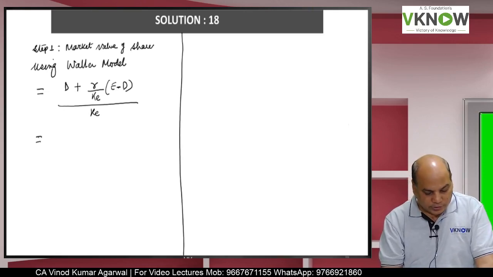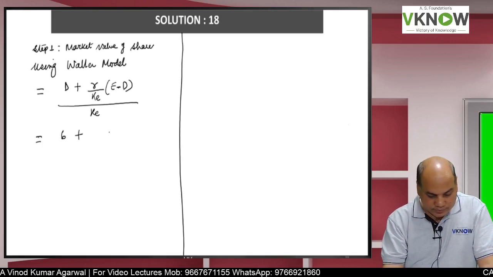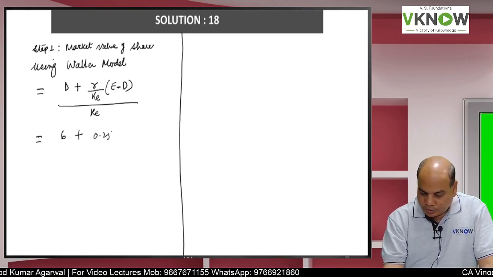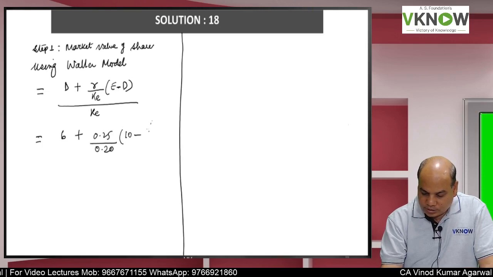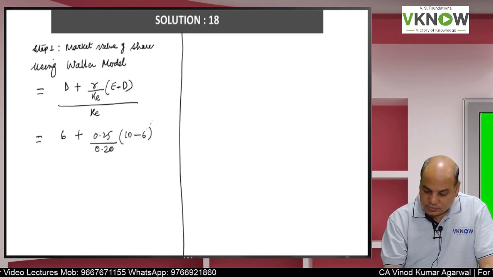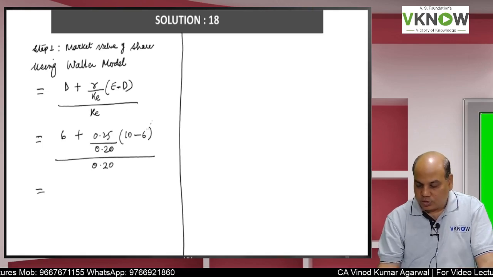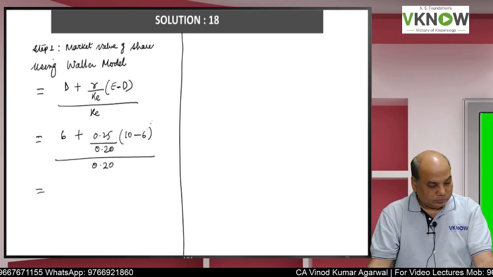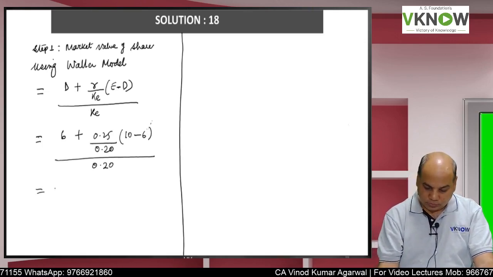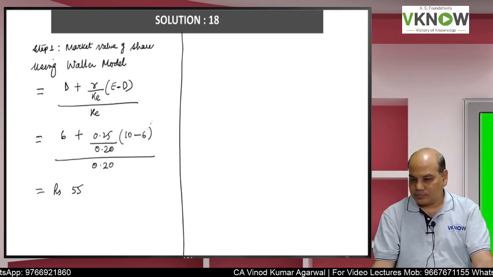How much dividend is given? How much return on investment is given? 0.25. Cost of equity 0.20. Earning per share 10. Dividend divide by, yes, students will solve the question and now write the final answer. Rupees 55. Very easy. 2.5 marks.